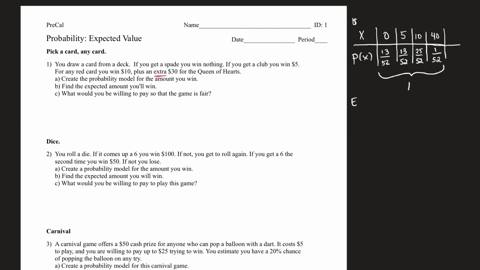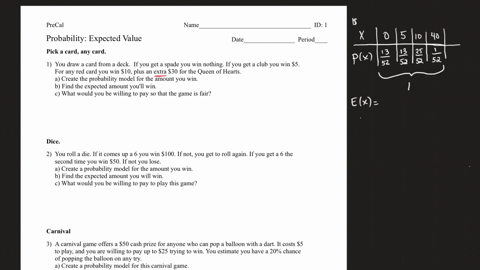The next question says to find the expected value of the amount you're going to win. In this case, expected value is really easy. Once we've got this table, expected value is really simple. We're going to take this number and multiply times its probability, and then this number times the probability, and then this, and then this. Then we're going to add all those things together.